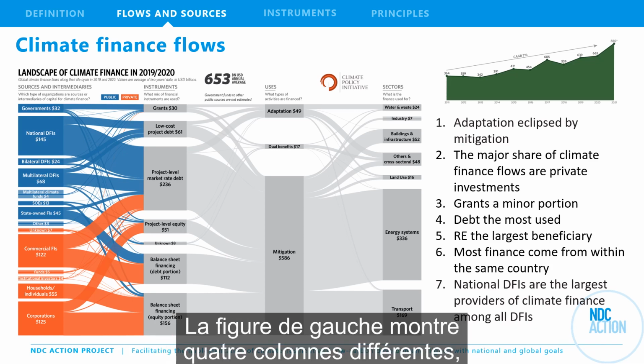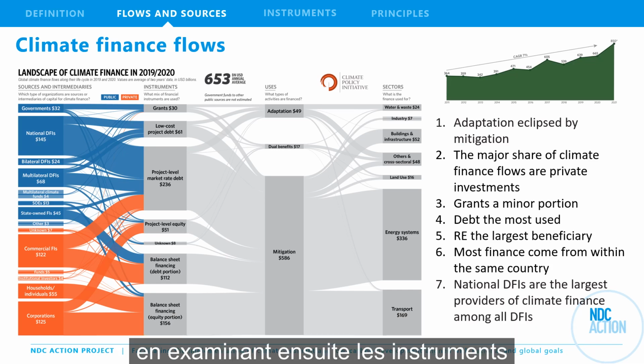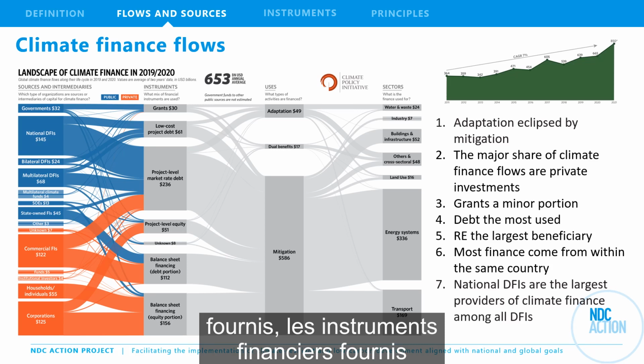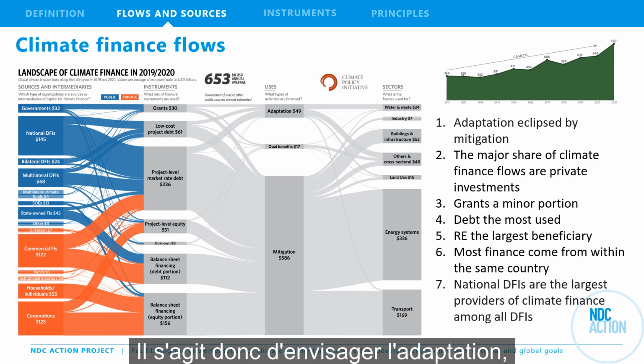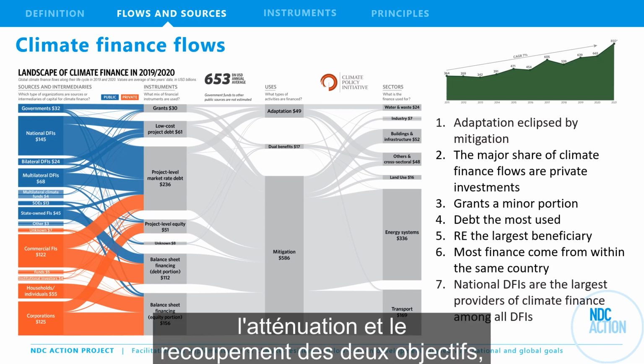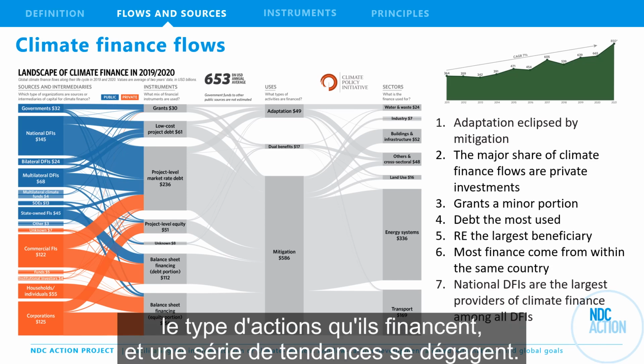And what the figure to the left shows is 4 different columns where we have the climate finance sources in the left column, then looking at the financial instruments provided in the second column, then the scope of the funding, so looking at adaptation, mitigation, or dual purpose cross-cutting, and then finally the sectors that the finance goes towards, what type of actions they finance.